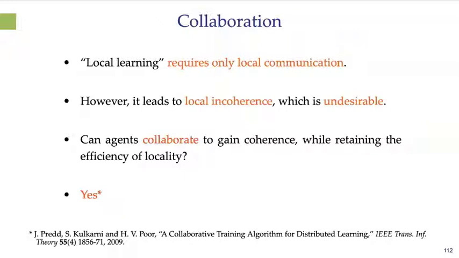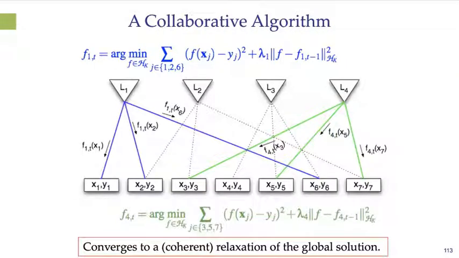So the nice thing about local learning is that it requires only local communication, but it leads to local incoherence, which is undesirable. So we might ask whether agents can collaborate to gain coherence while retaining the efficiency of locality. And the answer is yes. The answer comes through this paper, which is actually more than a decade old now, which appeared in the Transactions on Information Theory in 2009. Let me just explain that briefly. We can look at a collaborative algorithm where we do maintain locality, but we have a way of getting around incoherence.